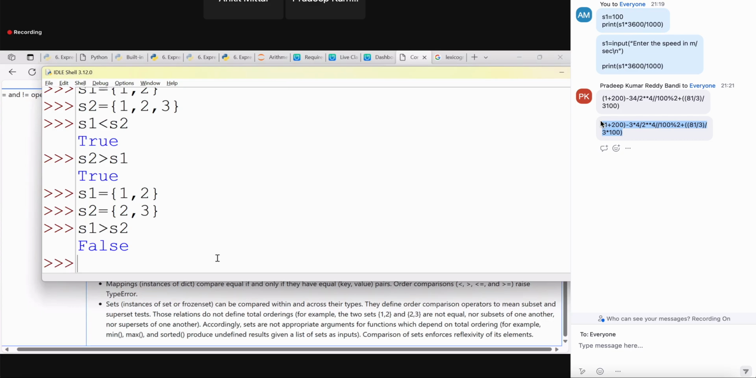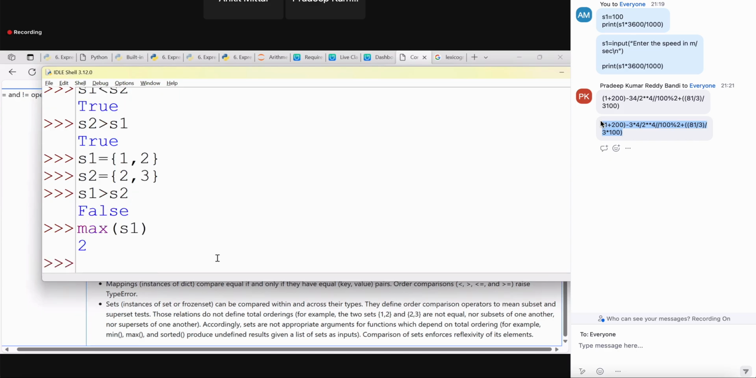Sets do not define total ordering. So they are not equal, and they are not subsets or supersets of one another. Sets are not appropriate arguments for functions which depend on total ordering, so they are not appropriate arguments for the max function. Let us take max of S1, which would be 3. Max of S2, if I apply it, is 3 as well.